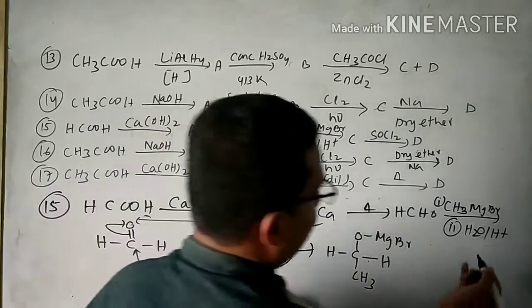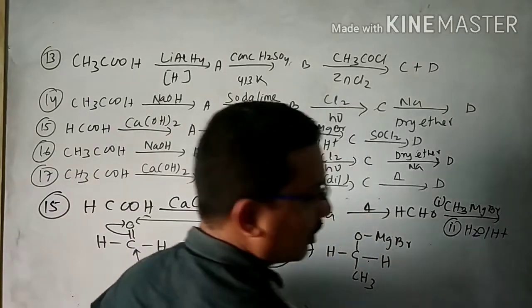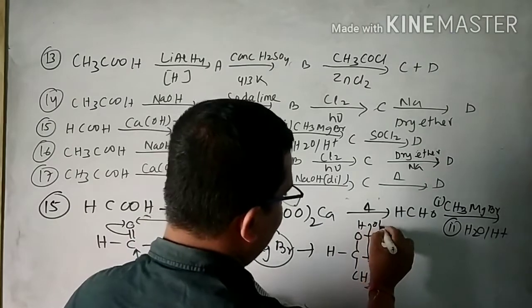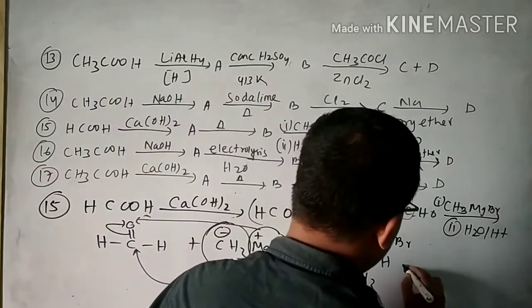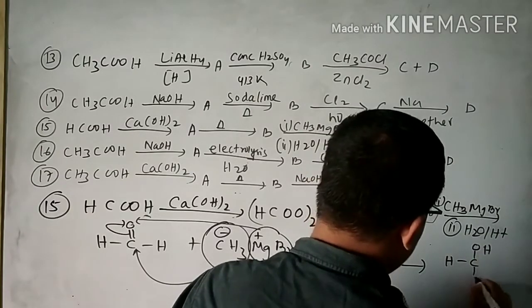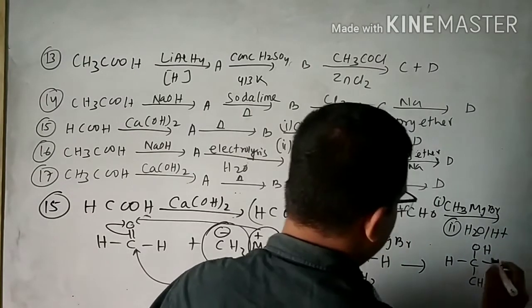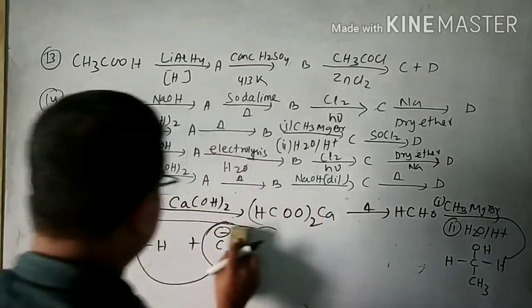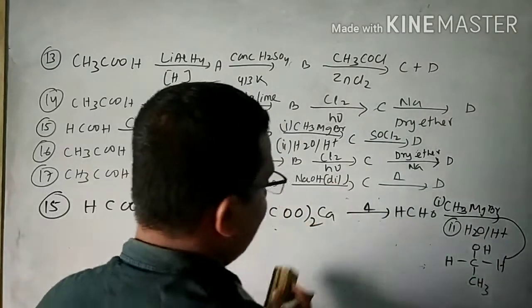Here another is also given, that is H2O, H plus, that is your acid hydrolysis. So now break here, H and OH. So the product is what? H bond C OH CH3, that is your H. This is the product.